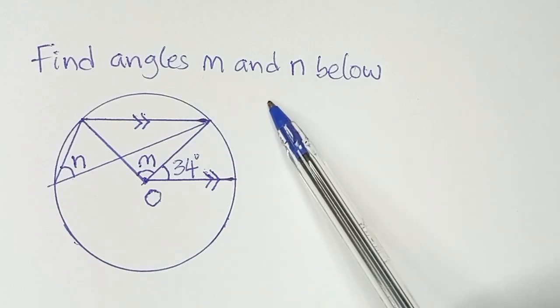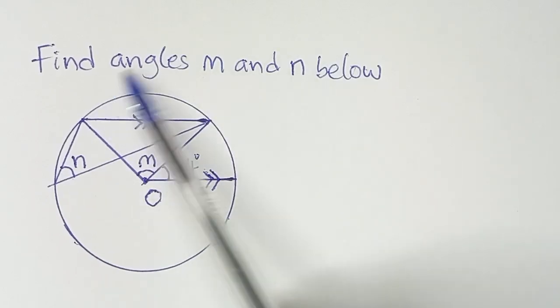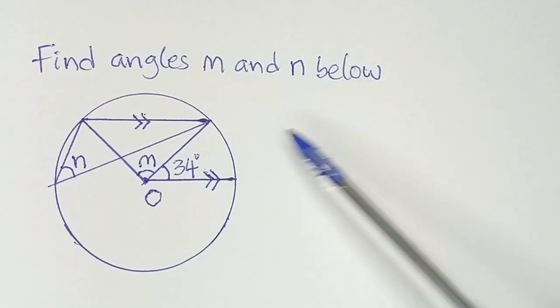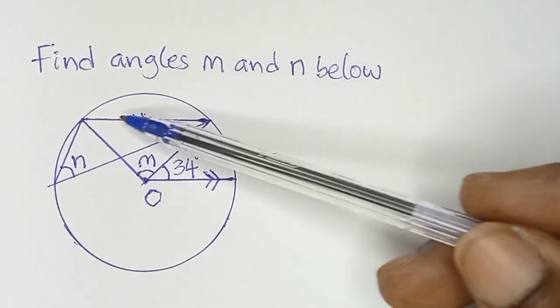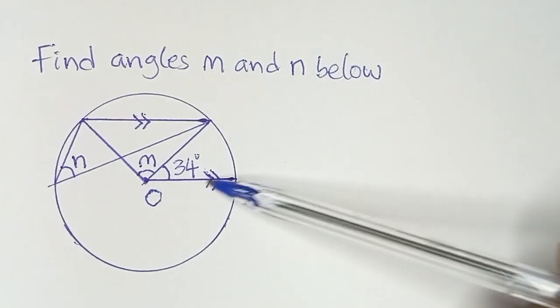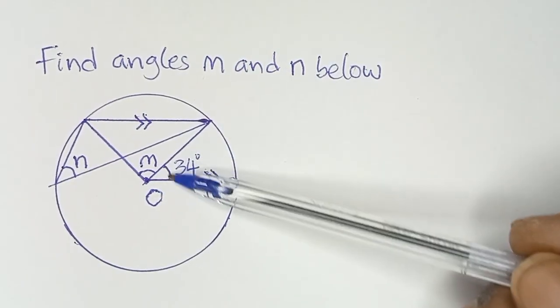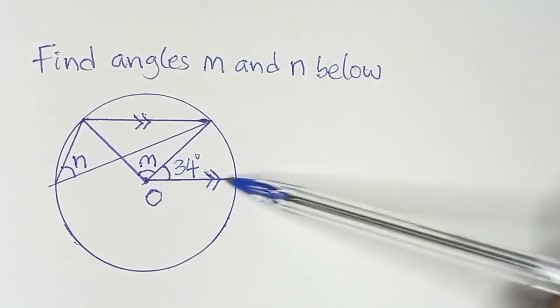Hello, you are welcome. The question here says find angles M and N below. So we are looking for these two angles here, but we have to take note of these parallel lines that we have here. So this is angle 34 and these lines are parallel.